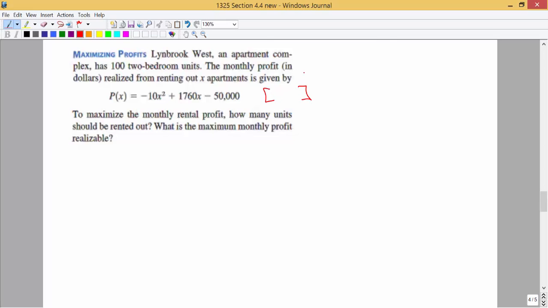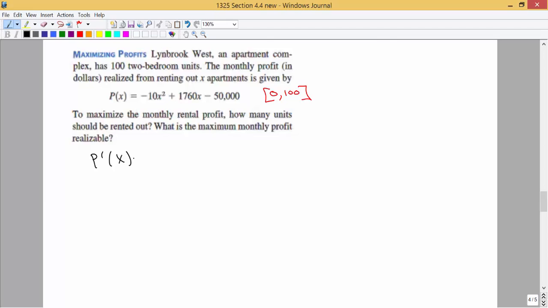two-bedroom units. And the minimum number of units that we could rent out would be 0, and the maximum number that we could rent out would be 100. So we're actually working on this bounded interval for this profit function. We want to maximize the monthly rental profit, so we want to know how many units should be rented out in order to maximize that profit, and we want to know what the maximum profit would be.